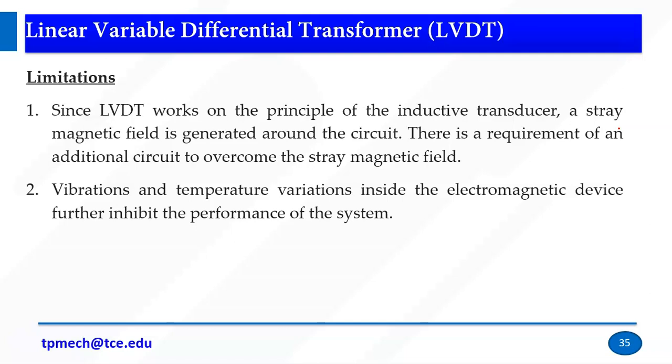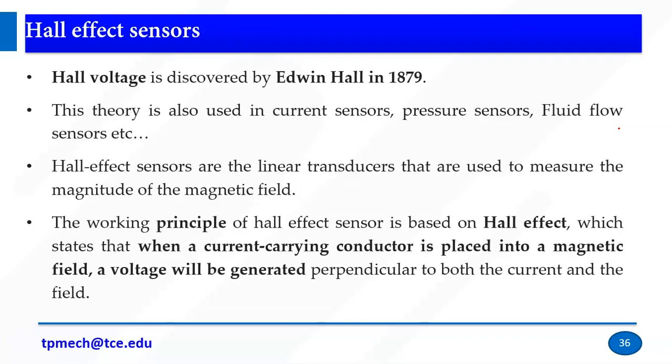So this requires an additional circuit to overcome the stray magnetic field. To remove this we need to use other accessories also. And then vibration and temperature variations inside the electromagnetic devices further impact the performance of the system. So it is sensitive to vibration and temperature. This device is sensitive to vibration and temperature variation. Okay, so the next topic is Hall effect sensors. This is our final topic, Hall effect sensors.